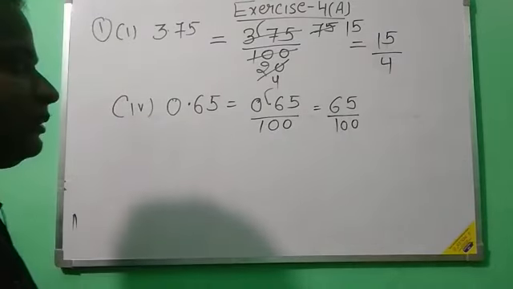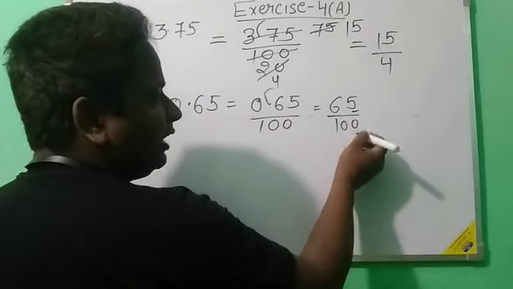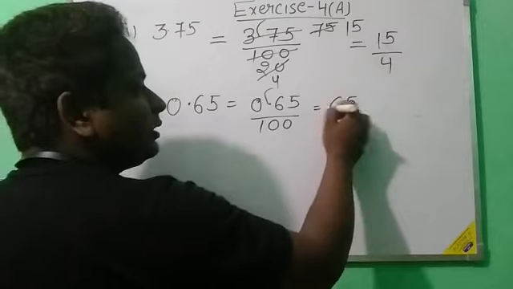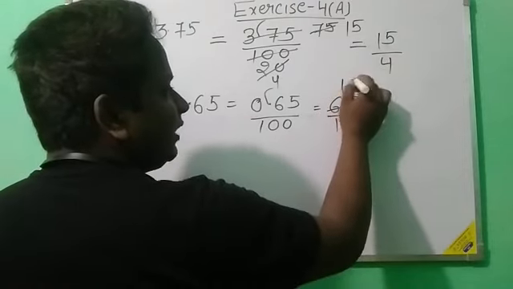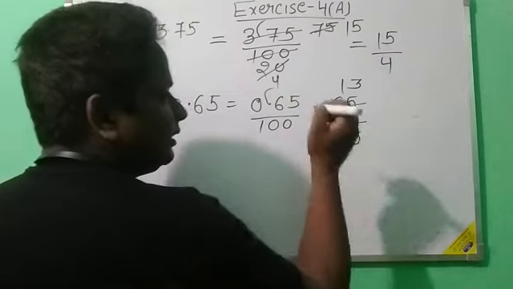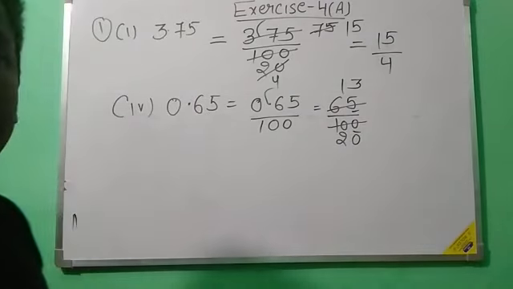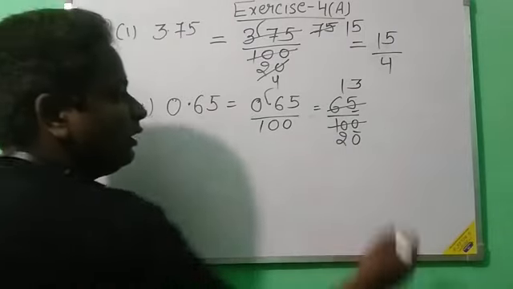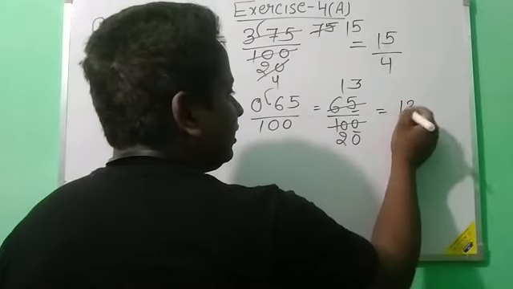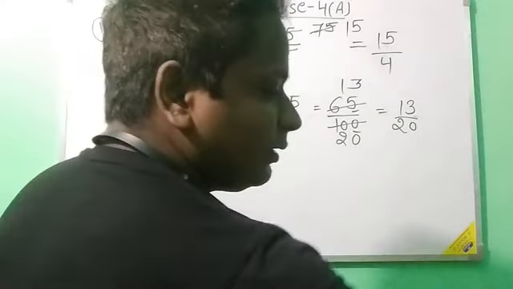Now reduce this. It will divide by 5 because in the unit place you have 5 and here you have 0. So 5 1s are 5, 5 3s are 15, 5 2s are 10, 5 0 as it is. Now 13 is a prime number, it will not divide by any number, so you write your answer, 13 upon 20.